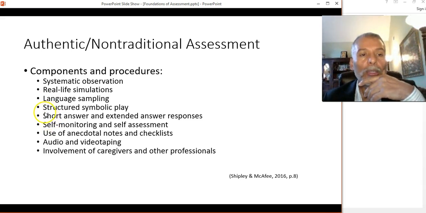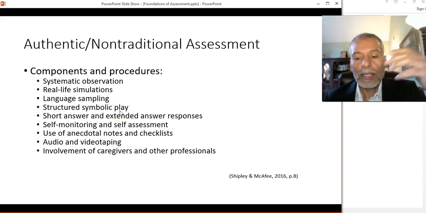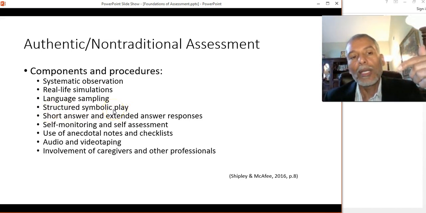Also, they do structured symbolic play. Symbolic play is pretend play. And they plan a situation. This structured symbolic play, in many cases, you do it in order to get a language sample. So that is a way to organize the environment to make the person engaged, and especially children, and give them something pleasurable to enjoy working on, and then they speak naturally. Your idea is to get the most spontaneous and the most natural way of communication from the person.